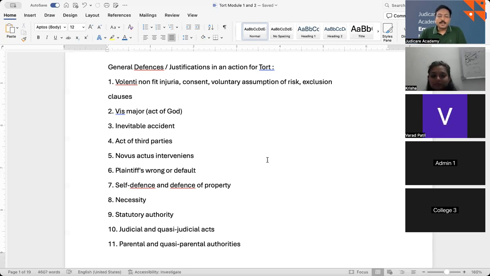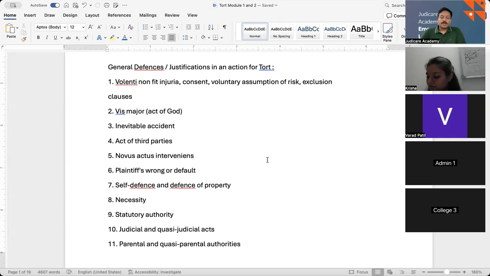So basically, these are the 4 key concepts we discuss in point 1, which is voluntary non fit injuria, where to a willing person injury is not done, consent, voluntary assumption of risk, and exclusion clauses, which are already in place before the accident or that particular incident has happened. Let's talk about the case laws to understand it better.